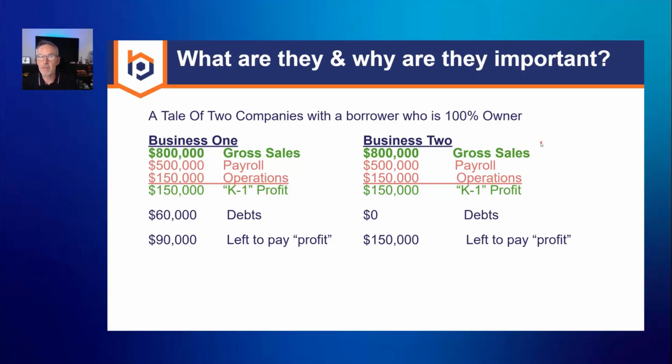So that 150 is my K-1 profit, because we're talking again about partnerships and 1120Ss. This does apply to 1120s, but they have a little different way of paying, so we're not going to be covering that in today's webinar. We're only going to be talking about it in the K-1 format. So I've got 150 grand.